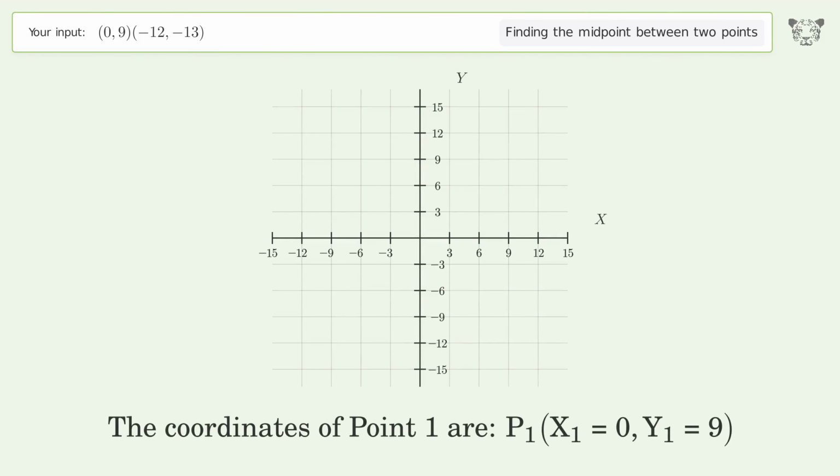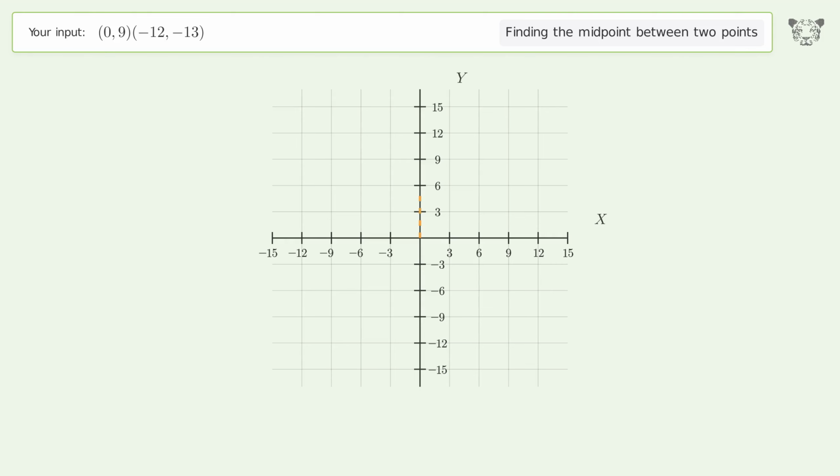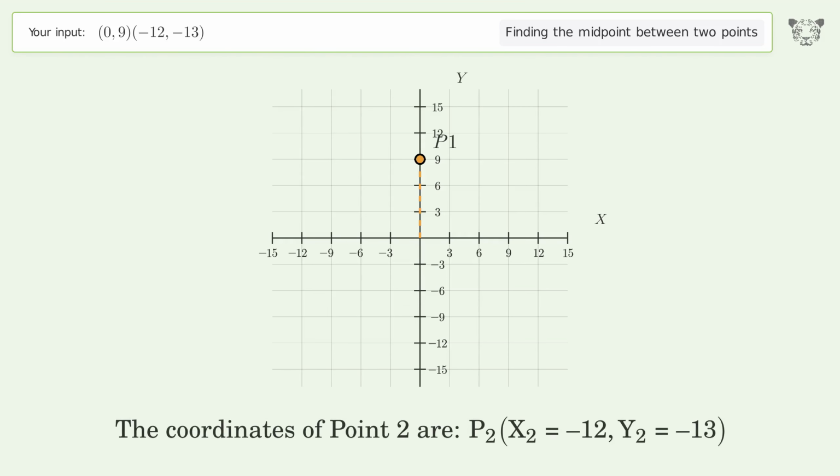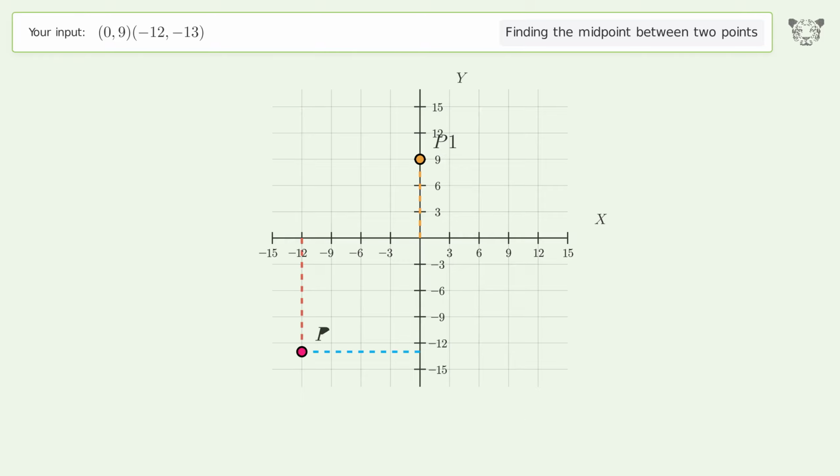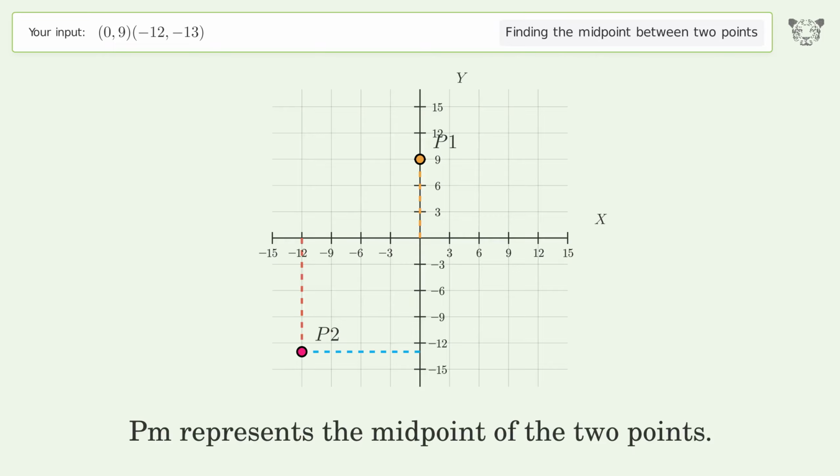The coordinates of point 1 are x1 equals 0, y1 equals 9. The coordinates of point 2 are x2 equals -12, y2 equals -13. PM represents the midpoint of the 2 points.